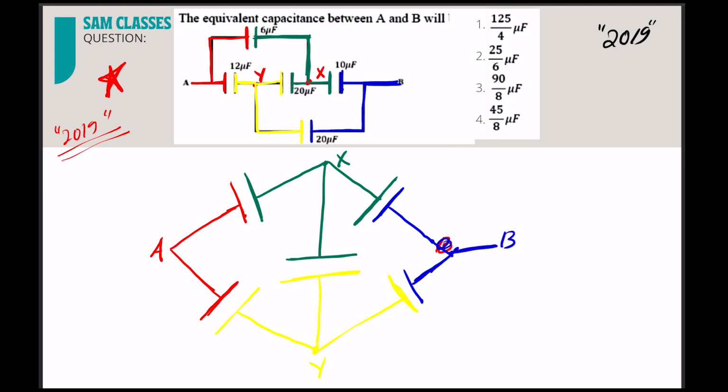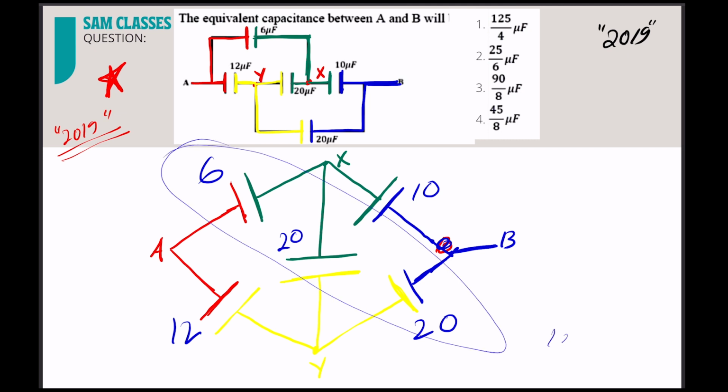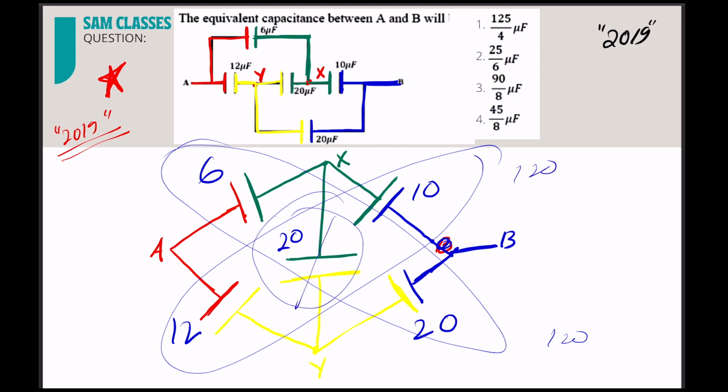Okay, now put the values 6R, 12R, 20, 10, and 20. Now, the best way to identify whether it is a Wheatstone bridge or not is to multiply crosswise: 120, and multiplying this side also 120. So will any current go from here? No, sir. Correct. Clear, everyone?